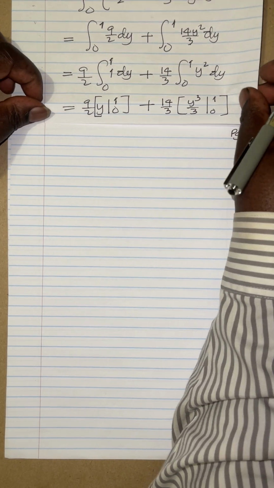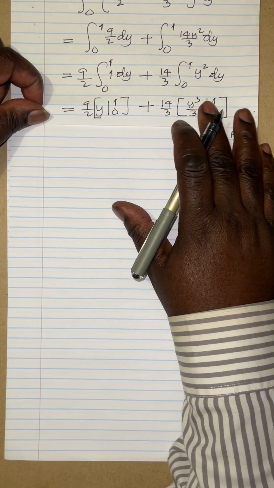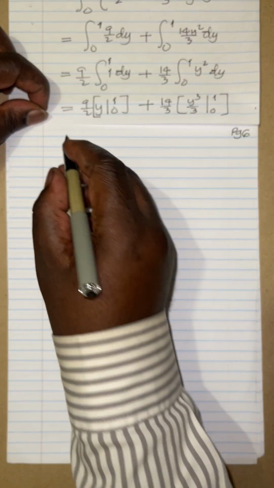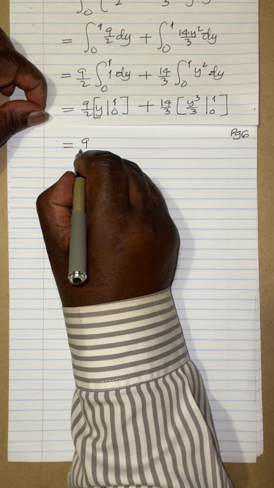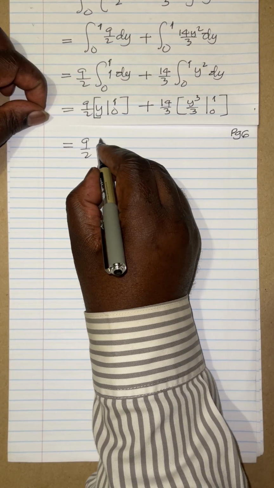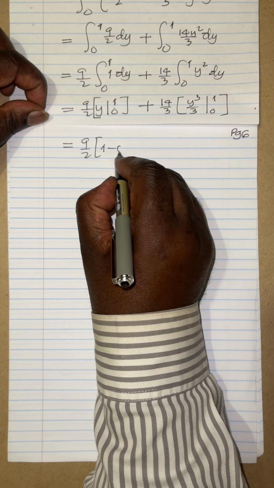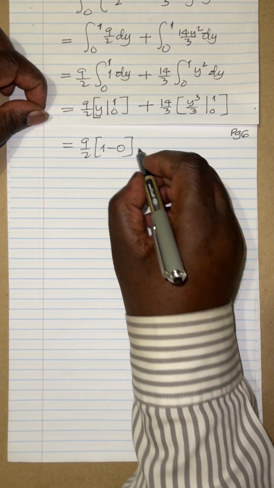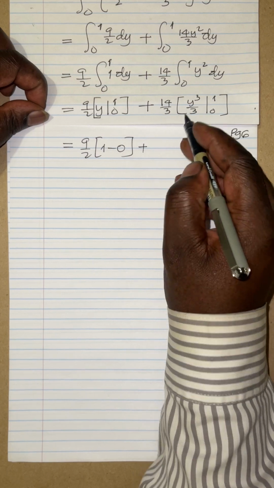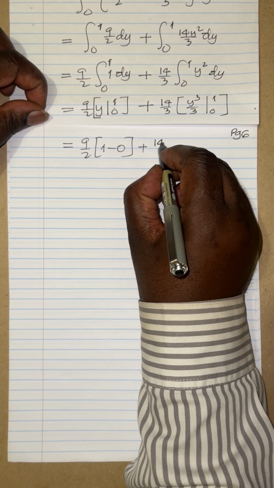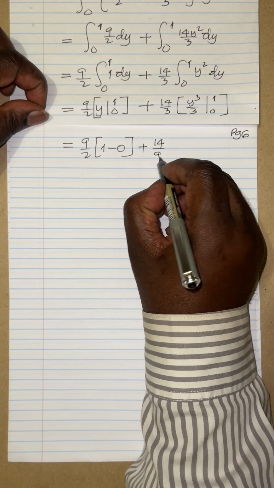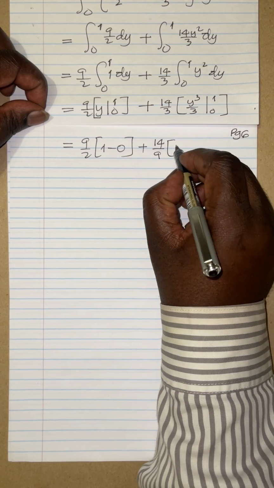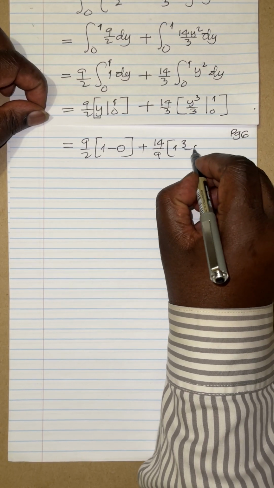That takes us to page 6. You're able to see, yes. So this is 9 over 2. Put 1 there, you're going to have 1, and then put 0 there, because we have to put the upper limit and lower limit and then subtract. Plus this, take 3 out, that will be 14 over 9. 3 times 3 is 9, and then we're saying put 1 there, it will be 1 cubed, and then put 0 there, it will be 0 cubed.